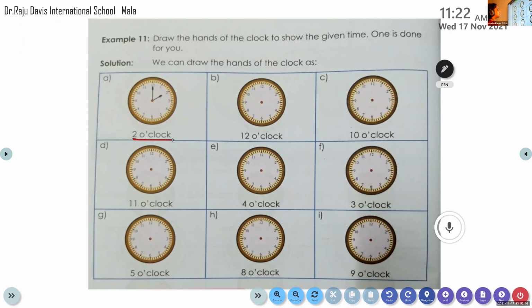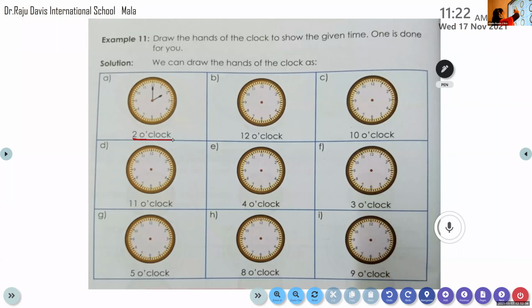Okay, ready? Now the first one is, we are going to draw the hands for these clocks. So the first one, no need to do anything. It's already given there, 2 o'clock. So the hour hand is on 2 and the minute hand is on 12. So now no need to do anything there.